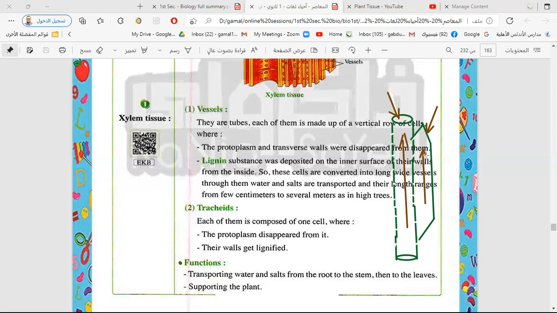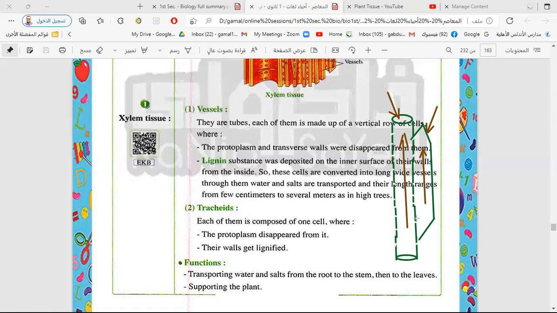Okay. Mister, can you repeat again the difference between vessel and tracheids? Again, the main difference between vessels and tracheids: the end of the vessel is elongated. It is not round. It is not a circular shape, but it has a triangular shape. The end of the tube has a triangular shape. It is indented like this. But the end of the tracheid is round, has a circular shape.